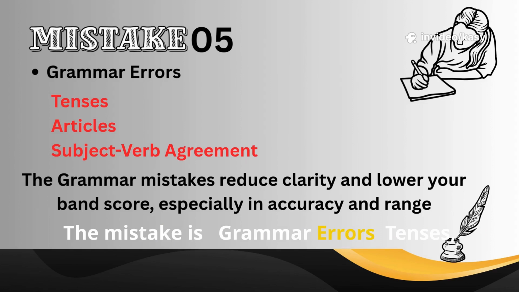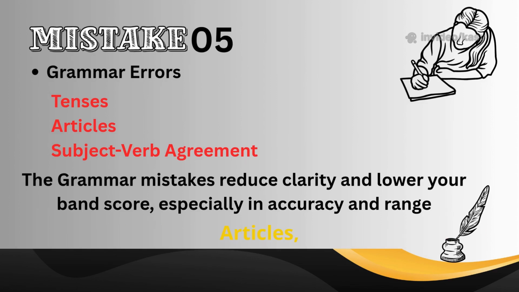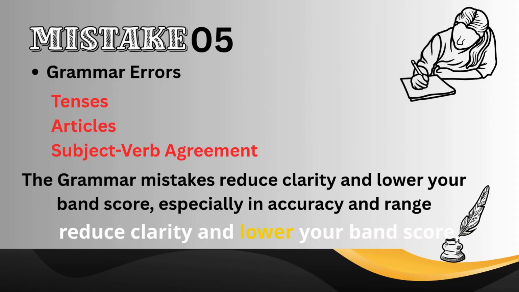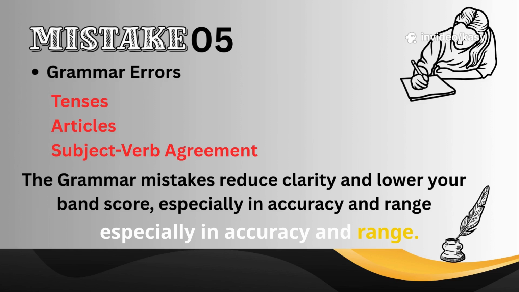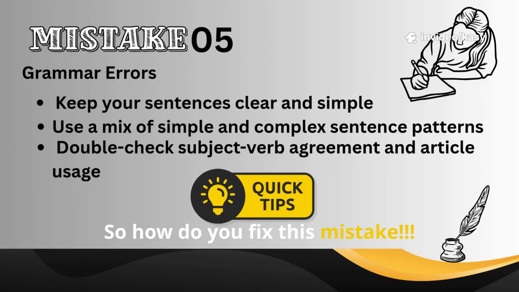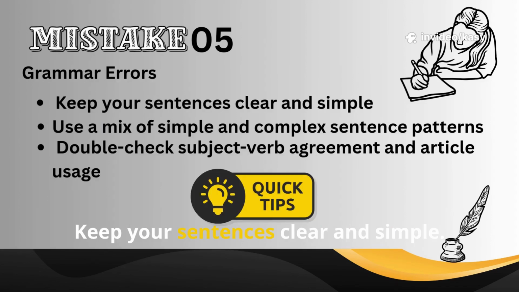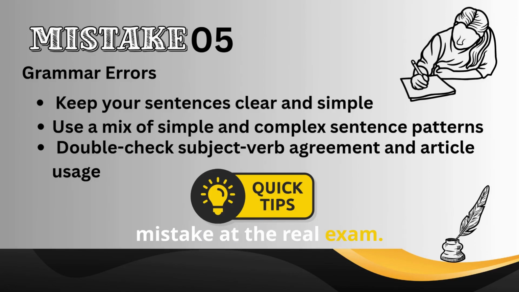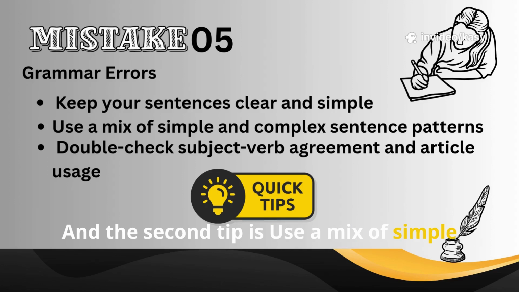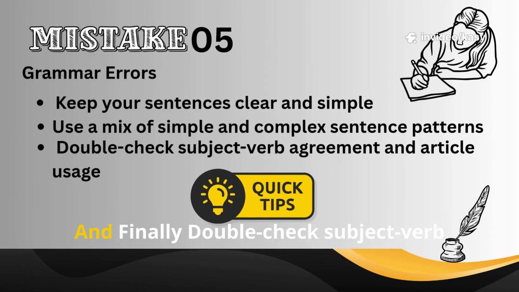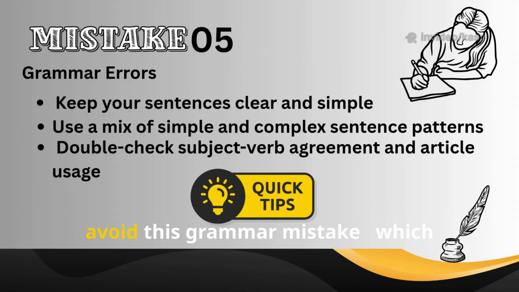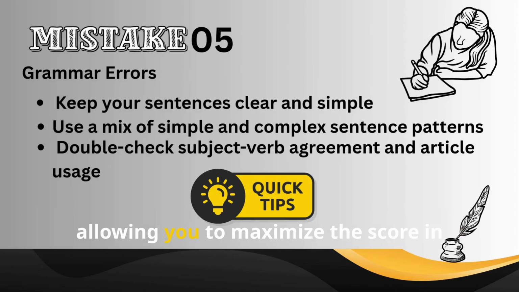The mistake is grammar errors, tenses, articles, subject-verb agreement. Grammar mistakes reduce clarity and lower your band score, especially in accuracy and range. So how do you fix this mistake? When you're practicing writing, try to keep your sentences clear and simple. By doing this, you can avoid this mistake at the real exam. And the second tip is use a mix of simple and complex sentence patterns. And finally, double-check subject-verb agreement and article usage. Then you can avoid this grammar mistake, which allows you to maximize the score in the writing task.